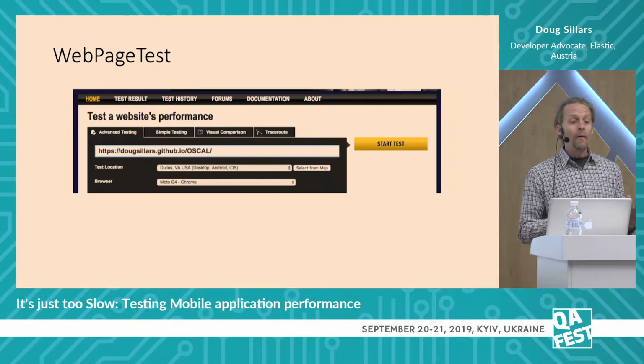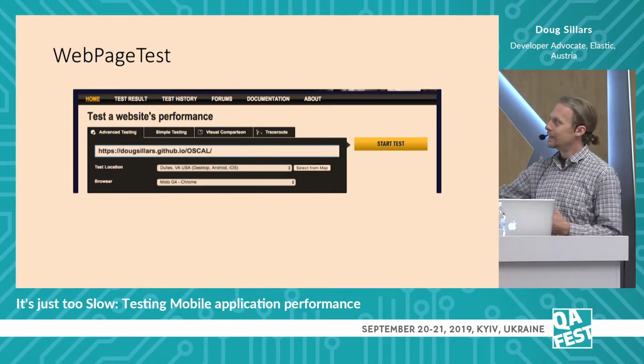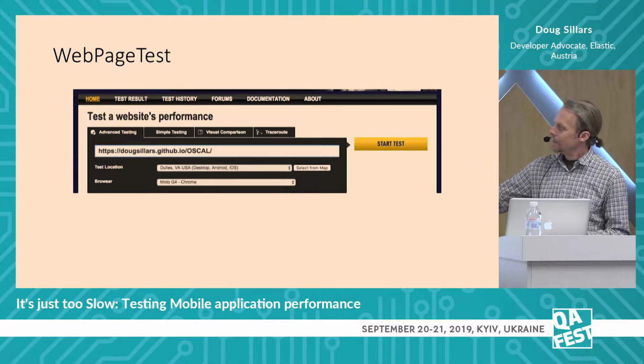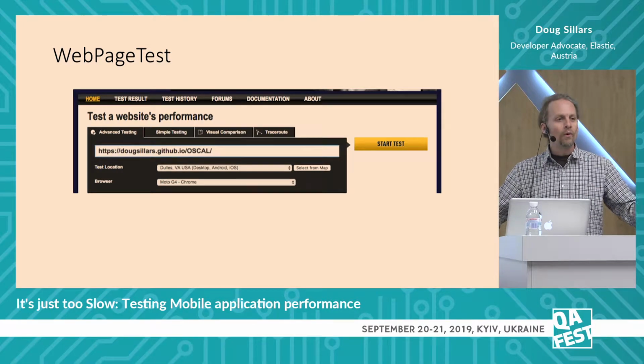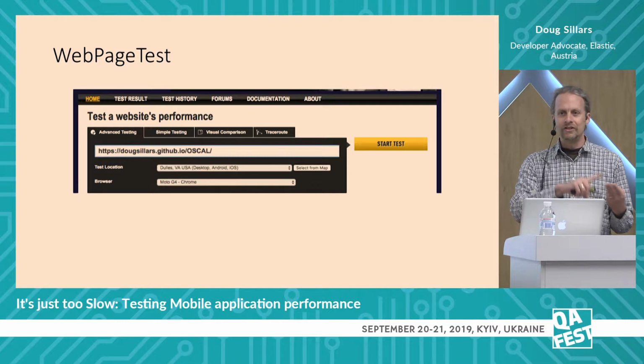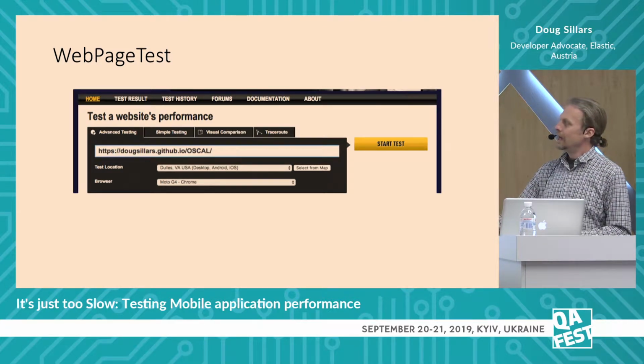I saw a couple hands for web page test. If you're ever testing web pages for performance, this is the place to go. It's webpagetest.org. You type in the URL. You can pick locations from all around the world, so you can see how fast your web page loads in America, in Europe, in Asia, all around the world, South America, Africa, all that sort of stuff.